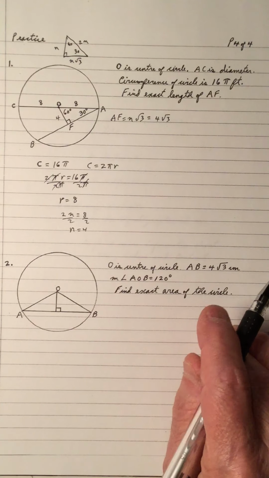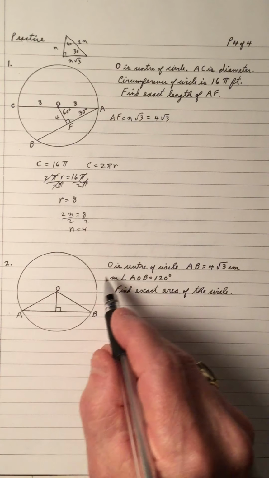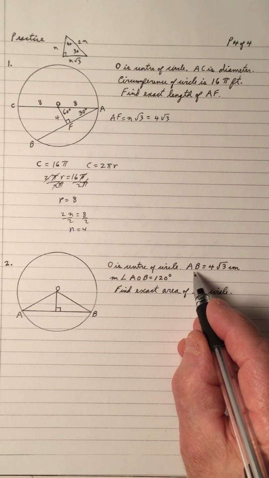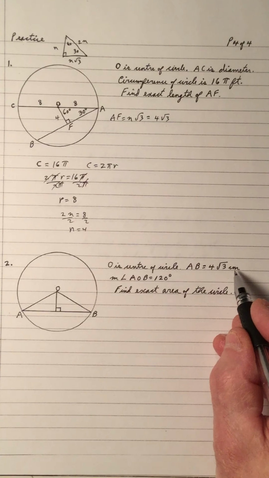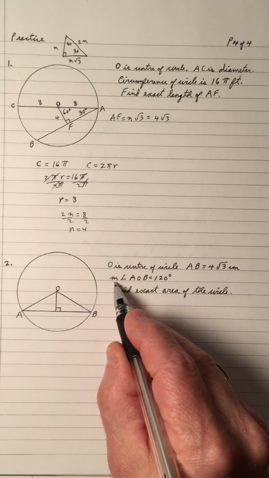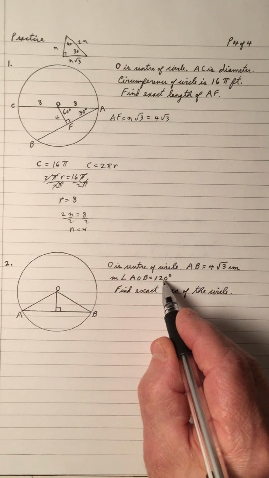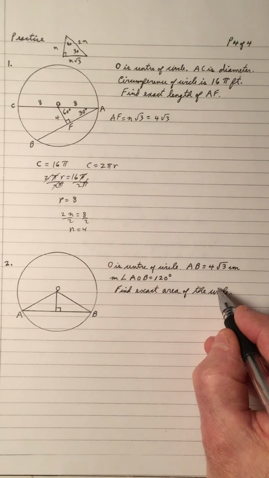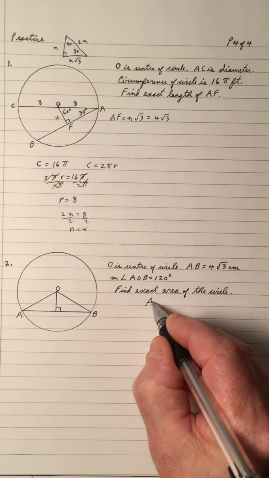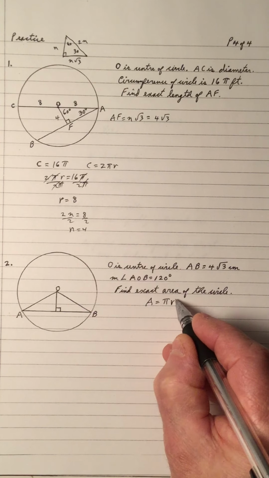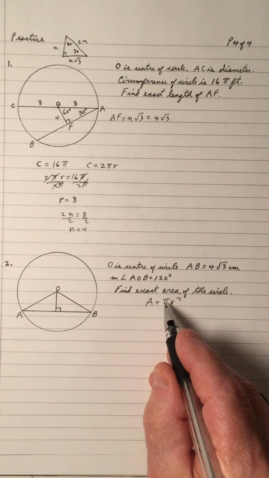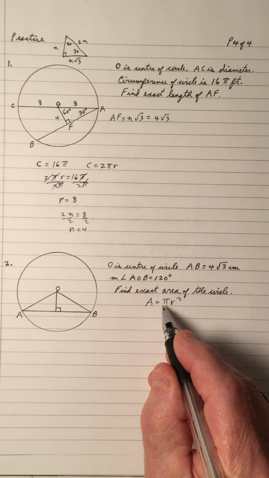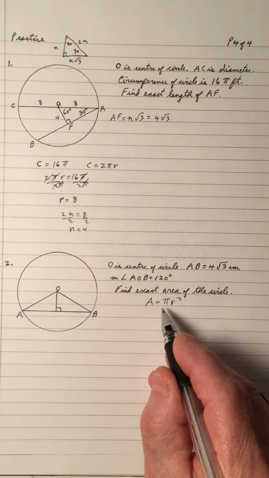Always thinking. And number 2, O is the center of the circle. AB is 4 root 3 centimeters. The measure of the angle AOB is 120. Find the exact area of the circle. So the area of a circle is pi r squared. The exact means I have to leave pi alone. I can't change it to a decimal. I write pi in my answer.